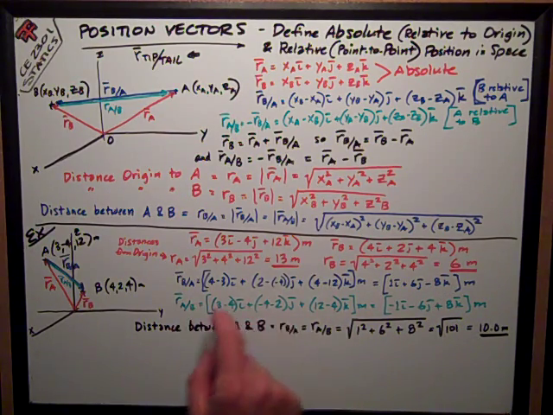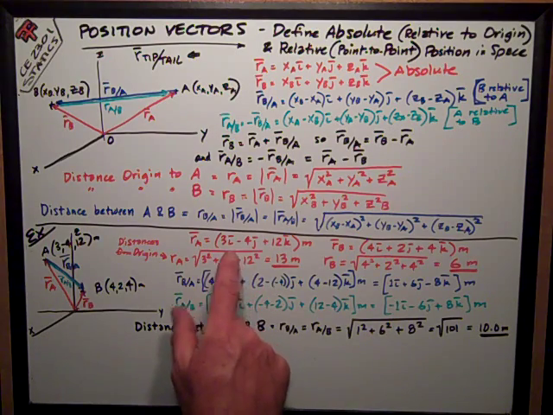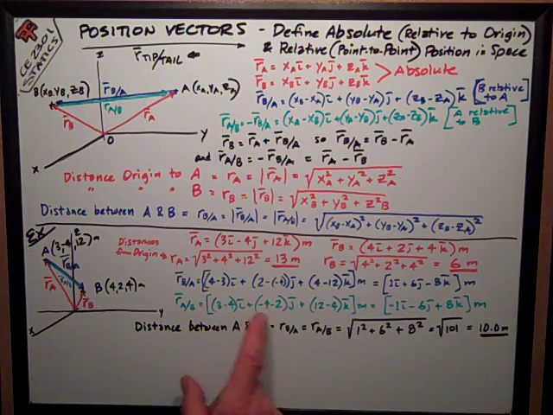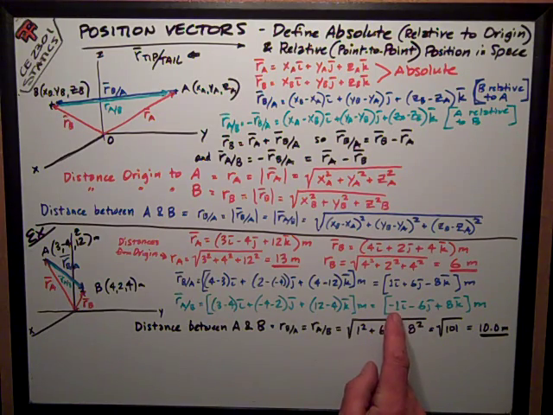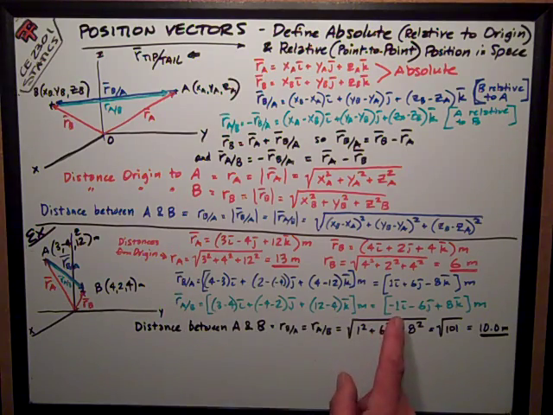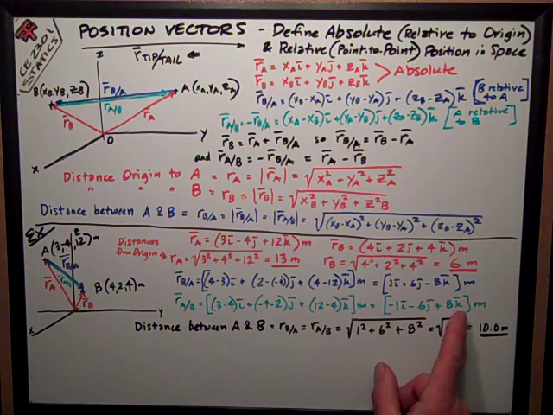Reverse the order of the subtraction, and I can get vector RAB, which is the coordinate of A minus the coordinate of B, so it's 3 minus 4, -4 minus 2 in the J, and 12 minus 4 in the K. So it just looks like the reverse, all the signs are reversed from RBA: -1i, minus 6j, plus 8k.